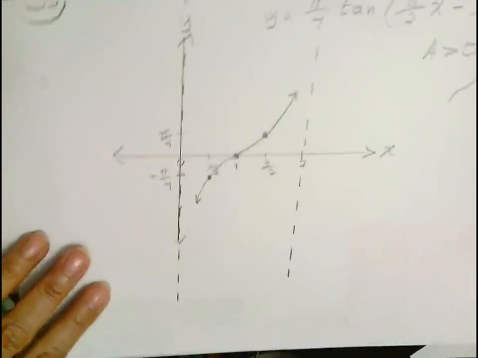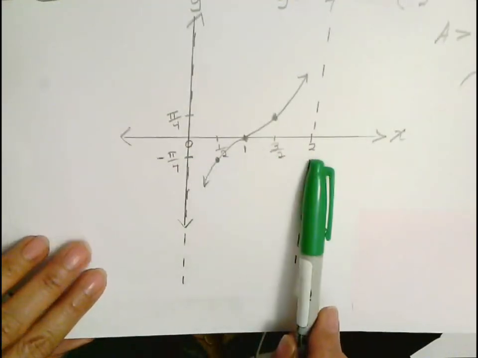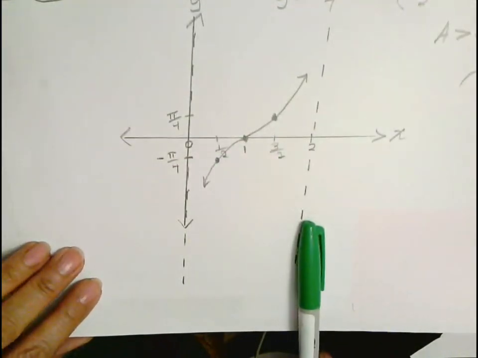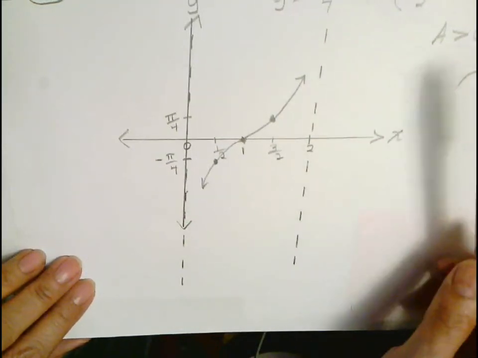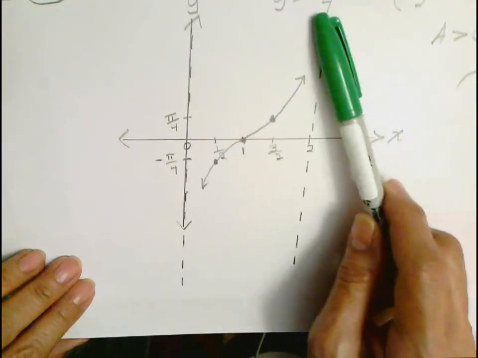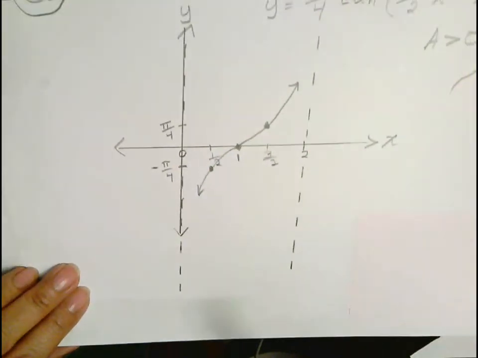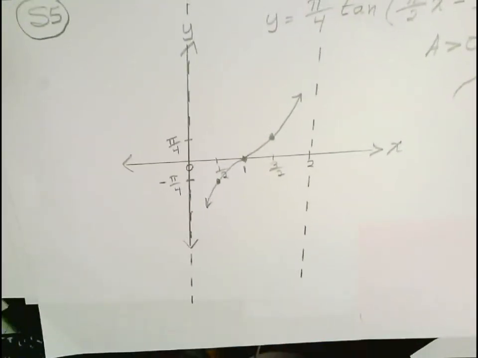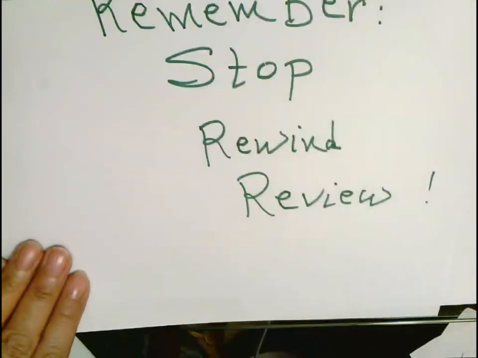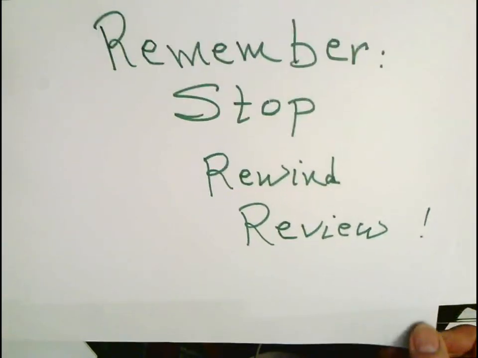Here, I put my 5 critical numbers, sketch my vertical asymptotes, and the a, which is pi over 4, is greater than 0, you see, to get my other points on my graph. And that is our review. And again, I kept saying, stop, rewind, review.